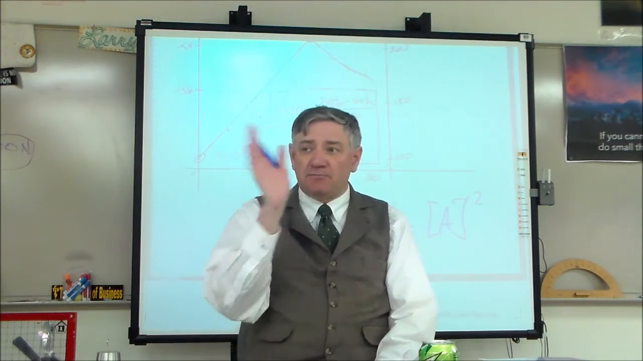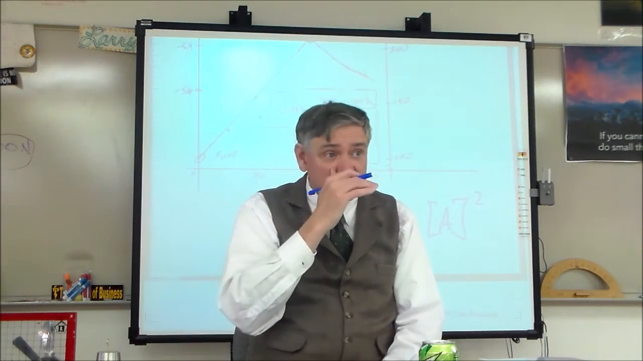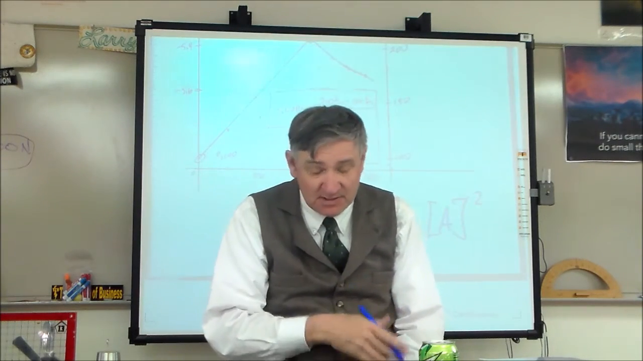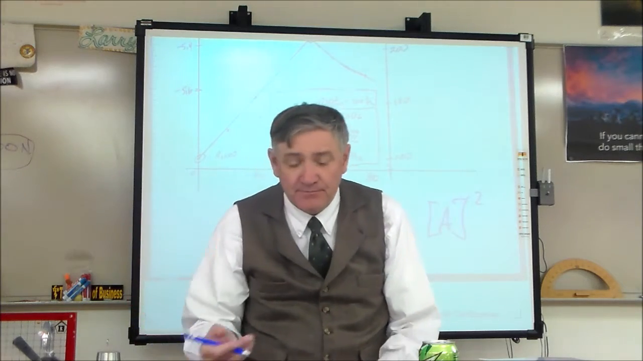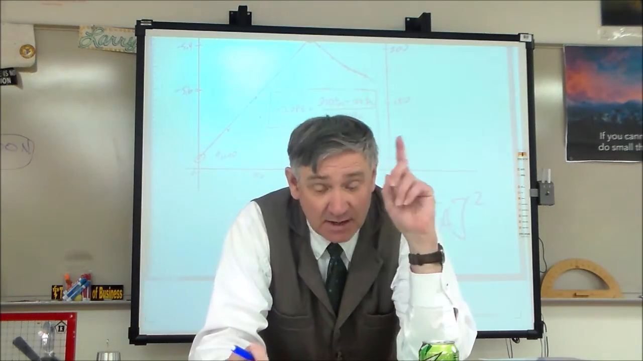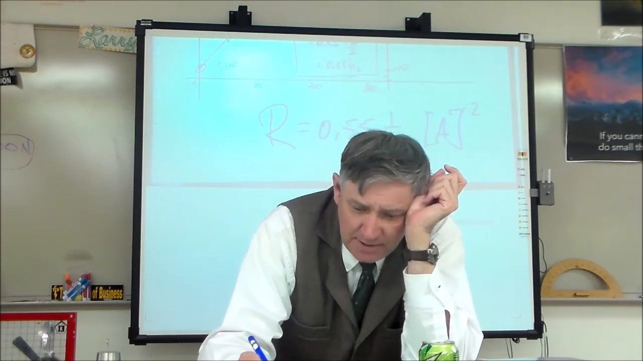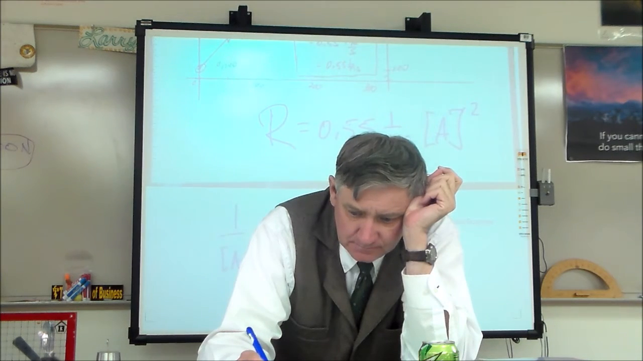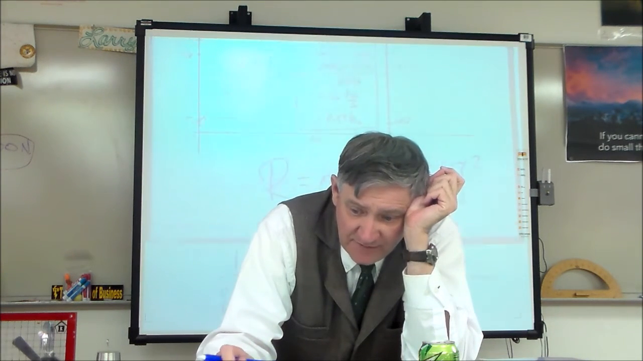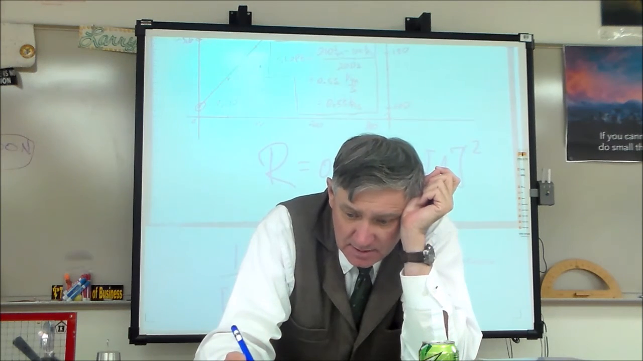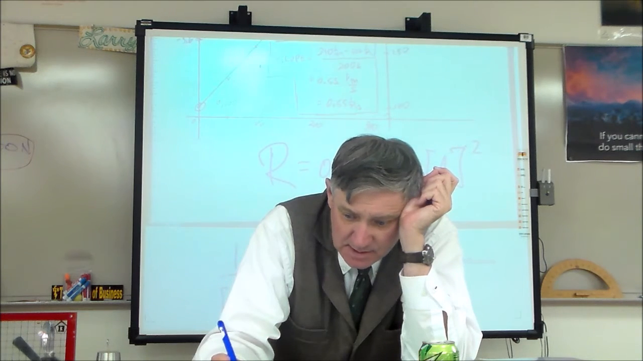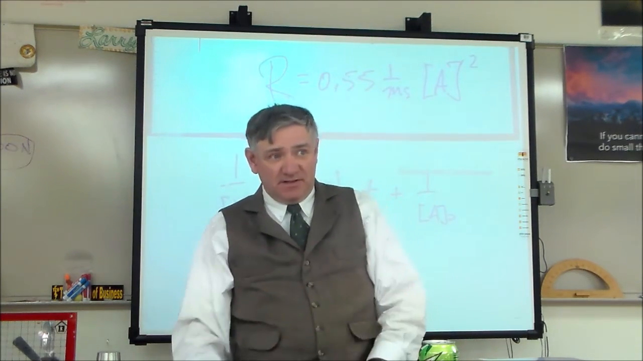Okay? Now, the problem, and this is cool, right? But what this is going to tell me is the initial rate. It's not going to tell me what's going to happen later on. There's my rate law. Now, to write the integrated rate law, now that I know that it's second order, I'm going to write this as 1 over A equals my K value, which in this case is 0.55, 1 over molarity seconds, times time plus 1 over A naught.